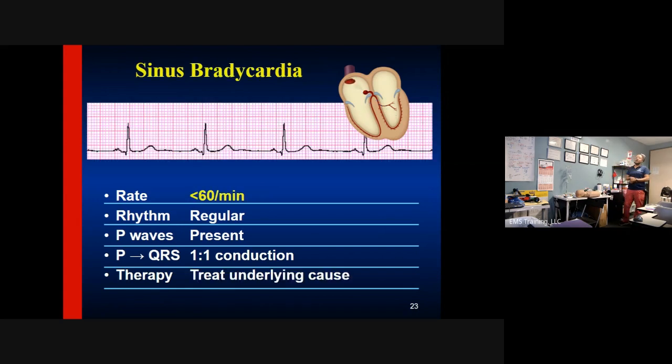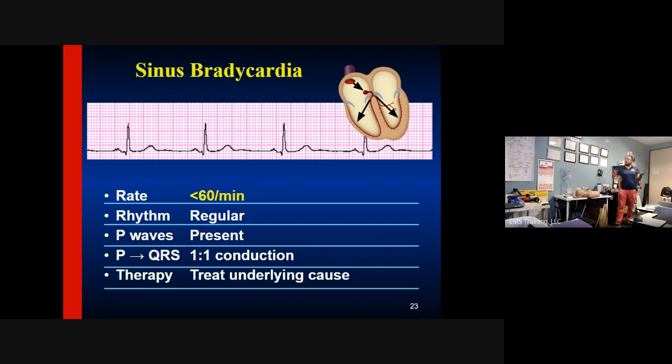Sinus bradycardia. Everything else is normal, but the rate is less than 60 beats per minute. Our treatment is to treat the underlying cause of the bradycardia. So let's ask ourselves, what can cause bradycardia? Think about it. Hypoxia can cause bradycardia. So if we give oxygen or ventilate the patient using an ambu bag like we see here, we might get their rate up naturally without having to give medication.